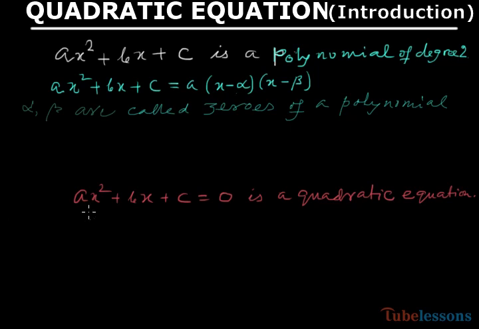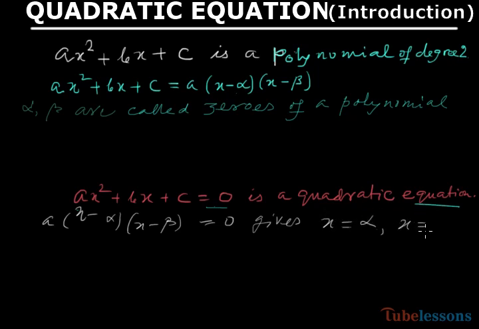Similarly, when you put that polynomial ax square plus bx plus c equal to 0, then it forms a quadratic equation. So a into x minus alpha and x minus beta equals 0 gives x equals alpha and x equals beta as roots of the equation. And these alpha and beta are the maximum roots. Maybe a quadratic equation has no roots.